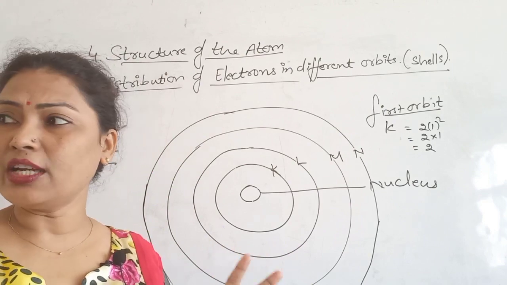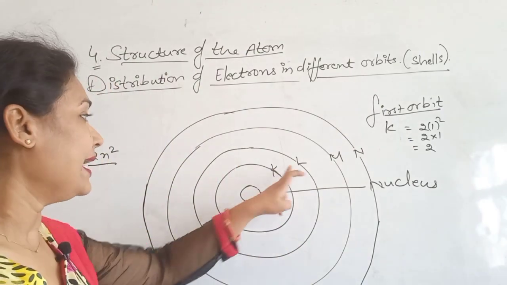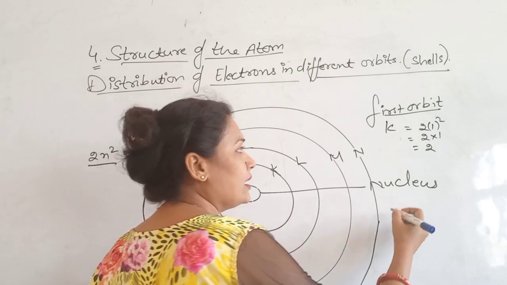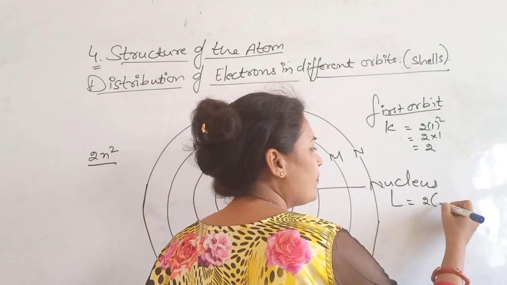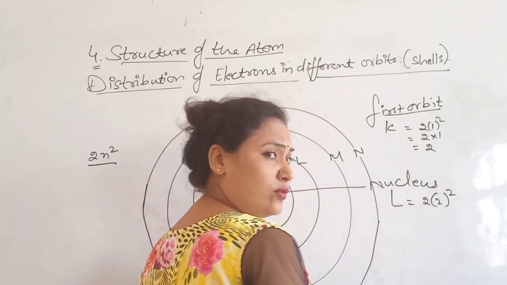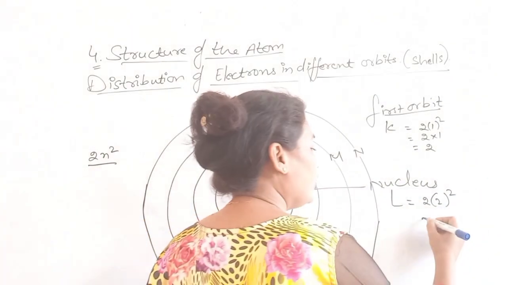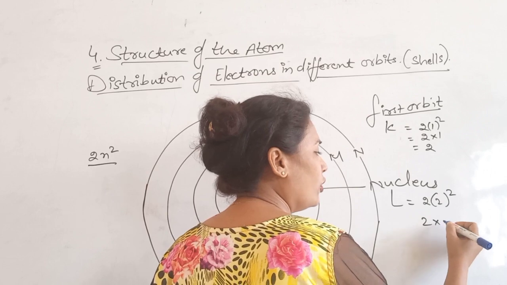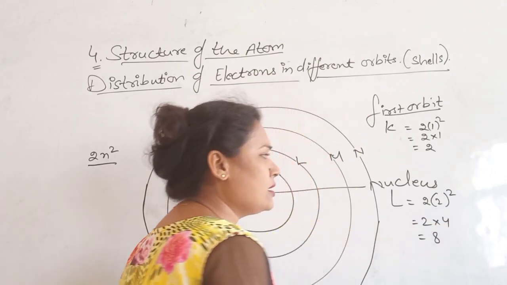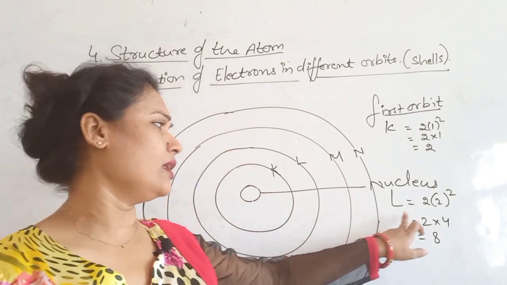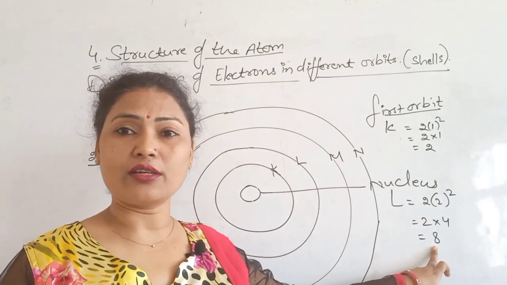And the second orbit is the L shell. So we take that L shell equals 2n square, where n is 2 here. So we put the value of n as 2. Then 2 into 2 squared, 2 into 4, so we get 8. It means the L shell contains 8 electrons.